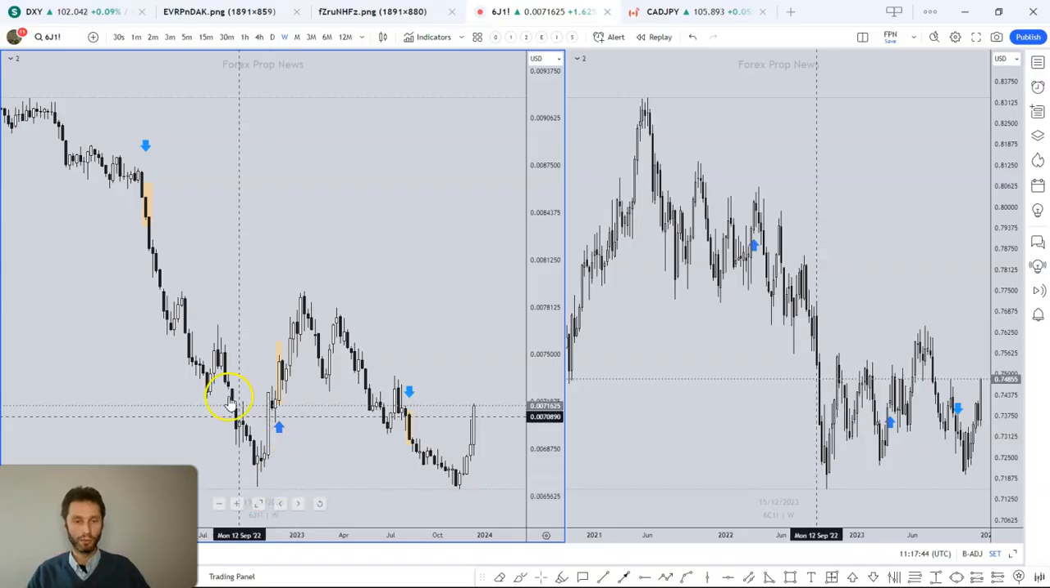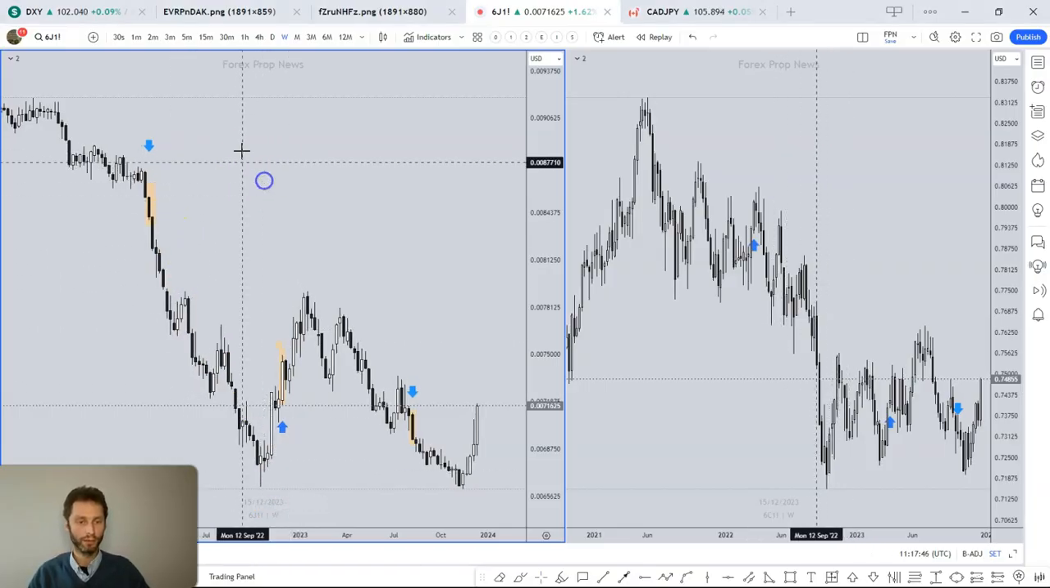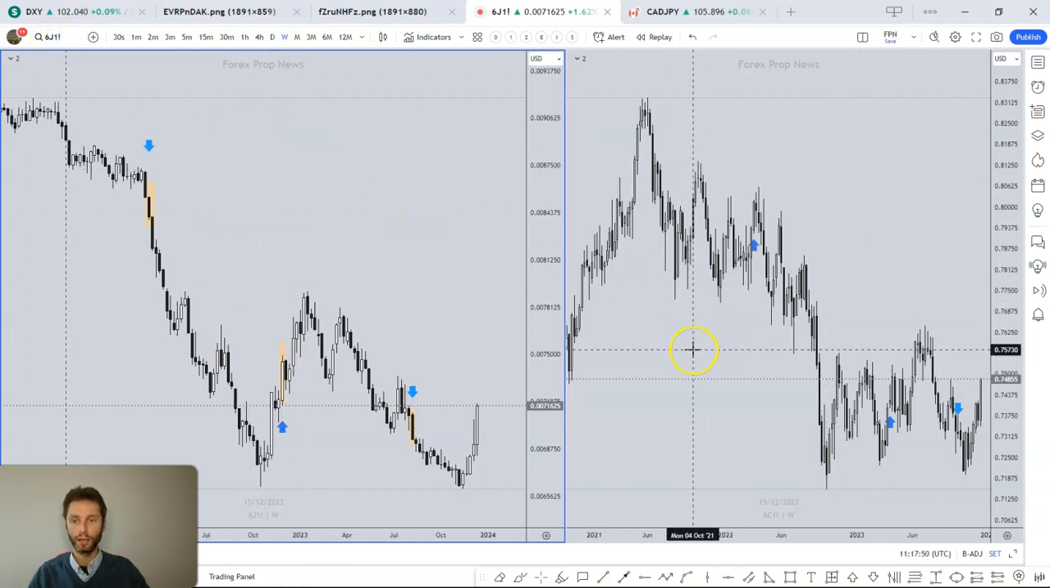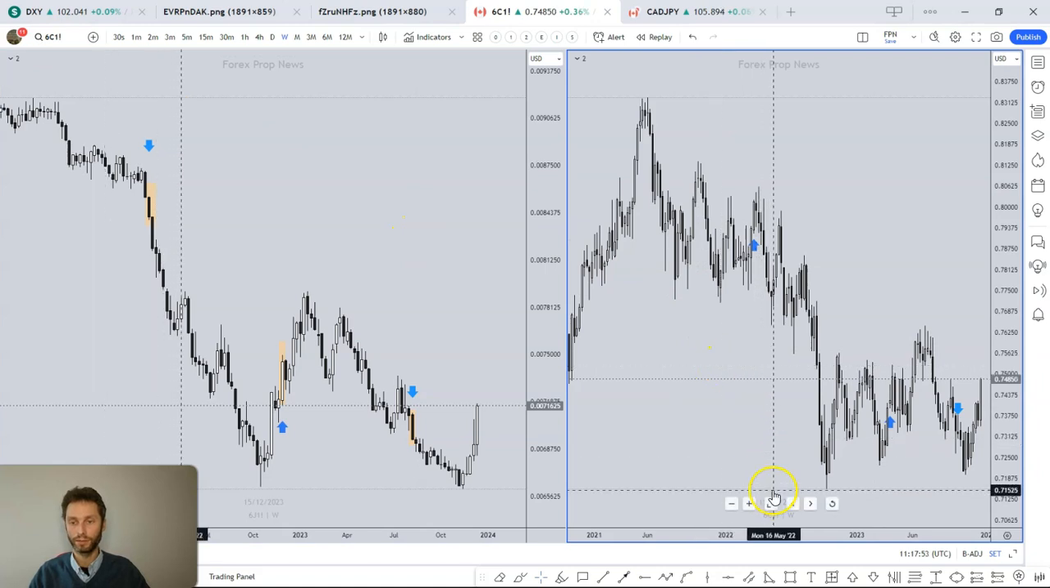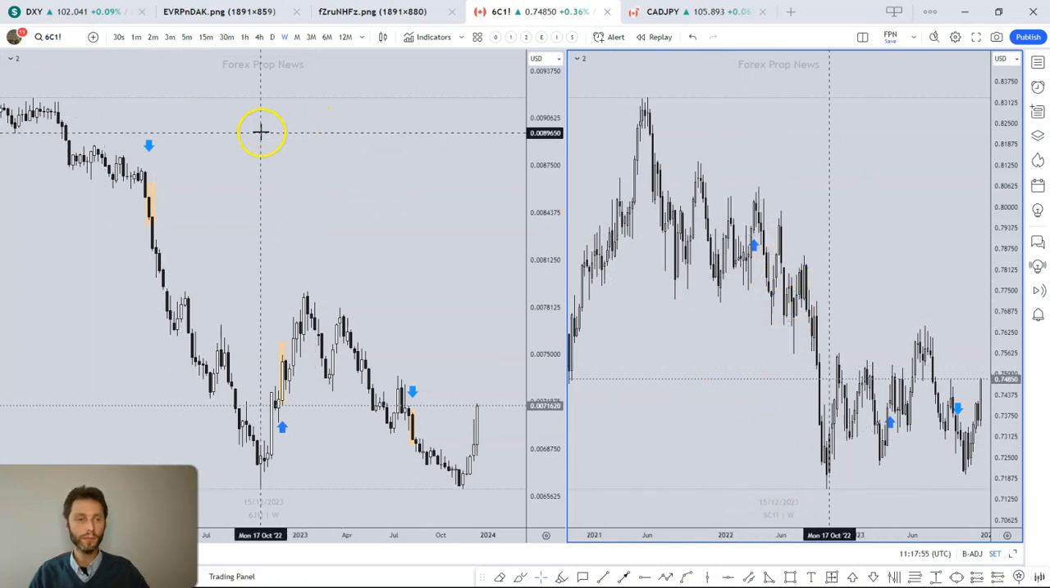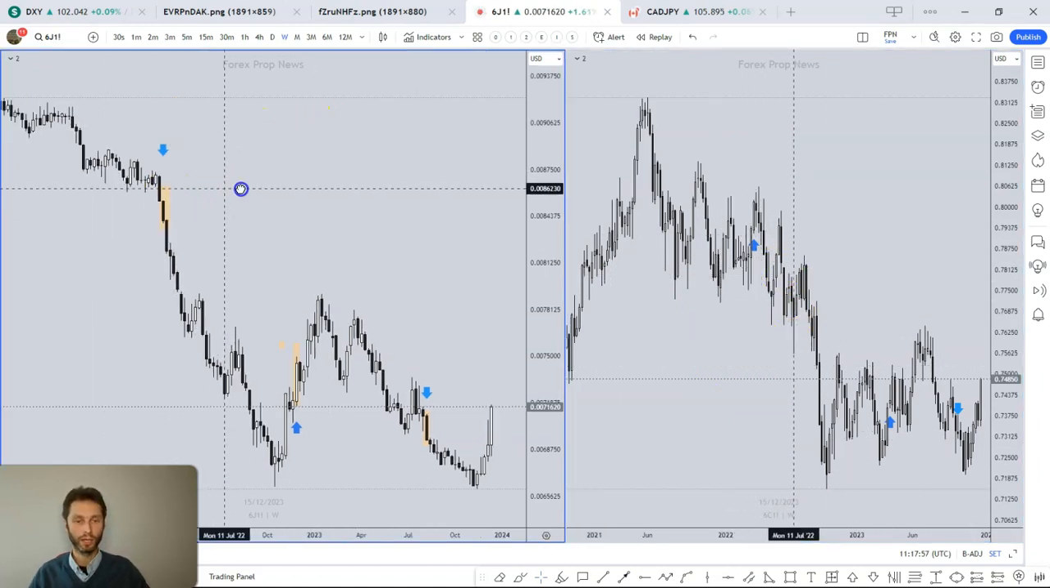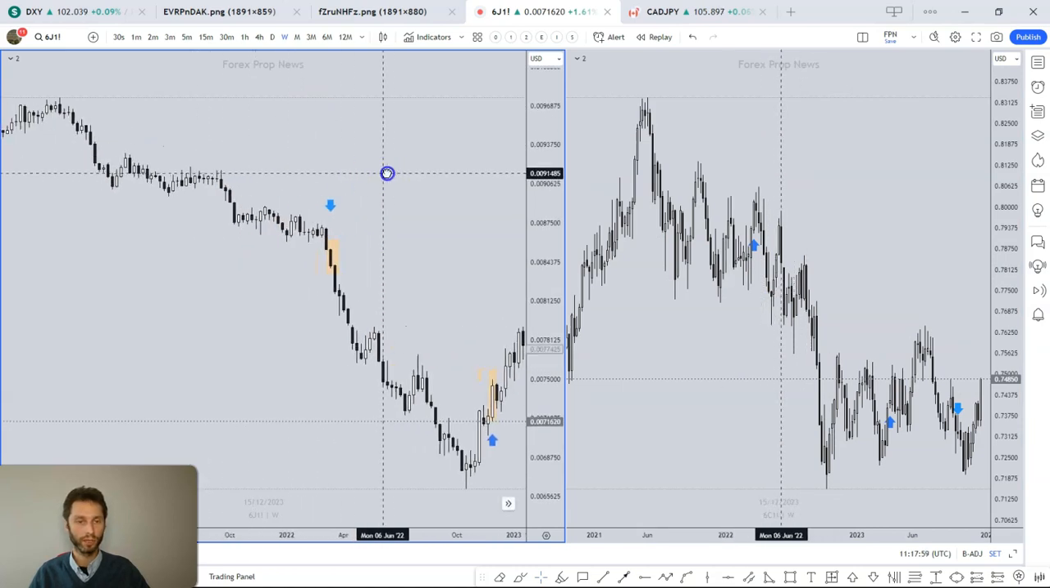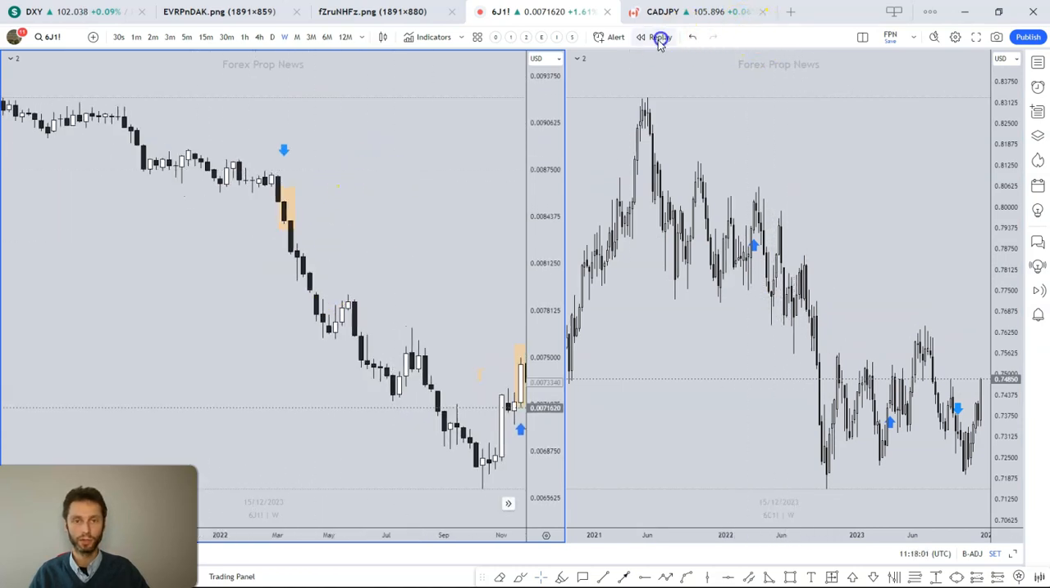Let's now go through this example. On the left side here on the weekly chart, we have the yen. This is 6J1. And on the right side, we have the CAD, 6C1. Now I've highlighted a few candles to look at, some clean candles. So let's have a look at them a bit closer.